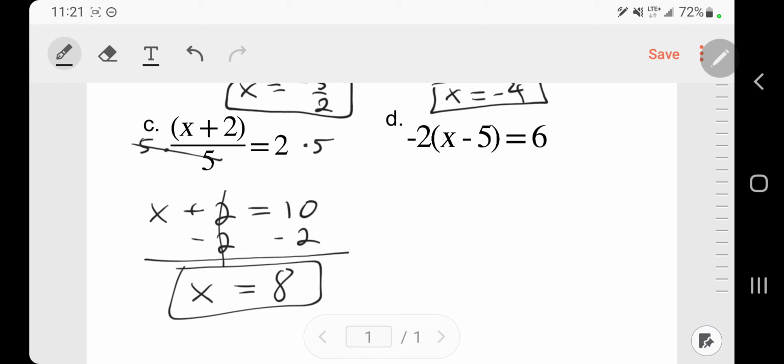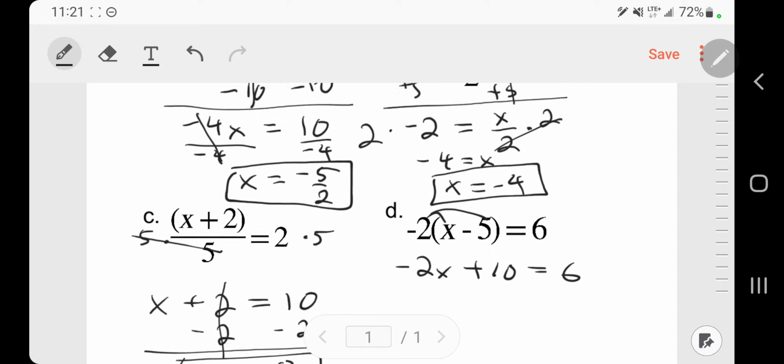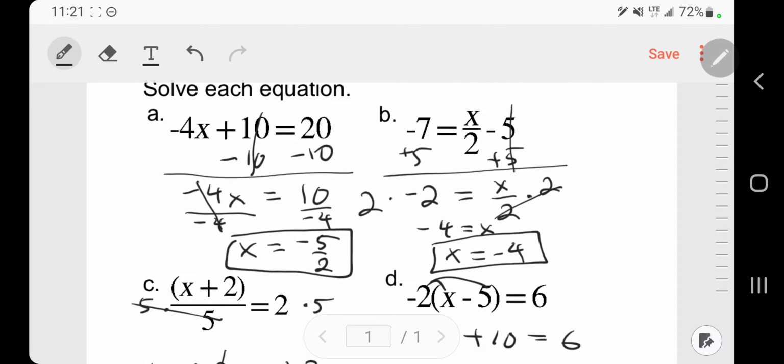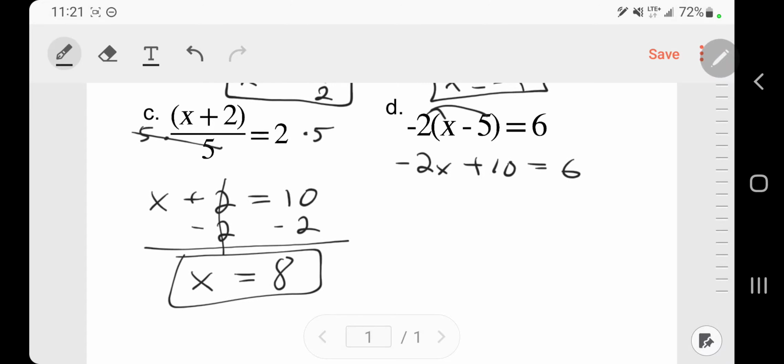And looking at the final equation here, negative 2, we have parentheses. There's two ways you could actually do this one. We'll start by using the distributive property. We can go ahead and have negative 2x, and then negative 2 times the negative 5 is a positive 10 equals 6. And now it looks pretty similar to our first equation in A. So let's use those same steps. I have a positive 10, so in order to eliminate that on the left side, I would subtract 10 from both sides. You get negative 2x equals 6 minus 10 is going to give me a negative 4.